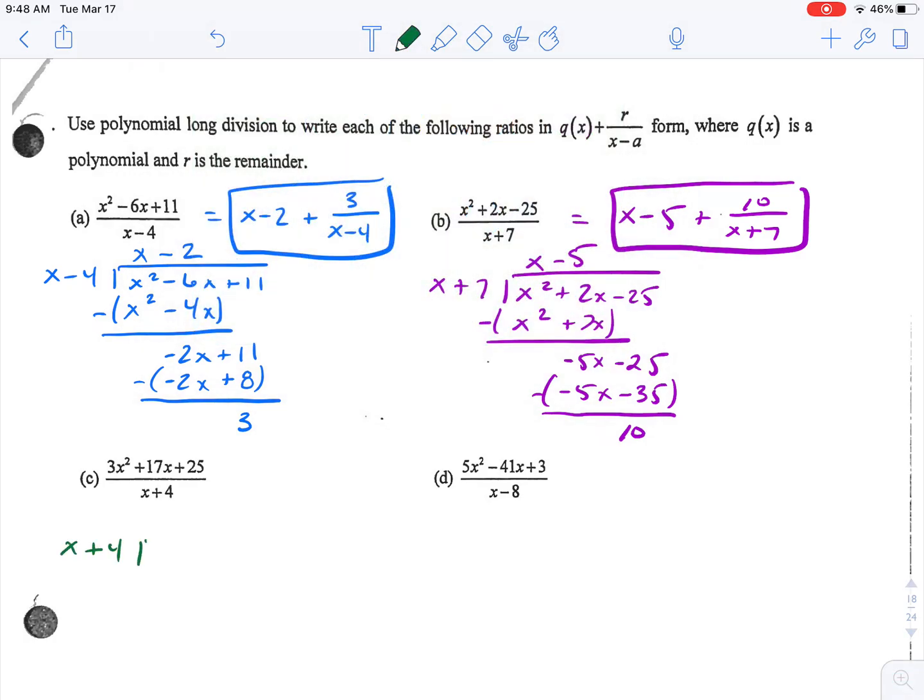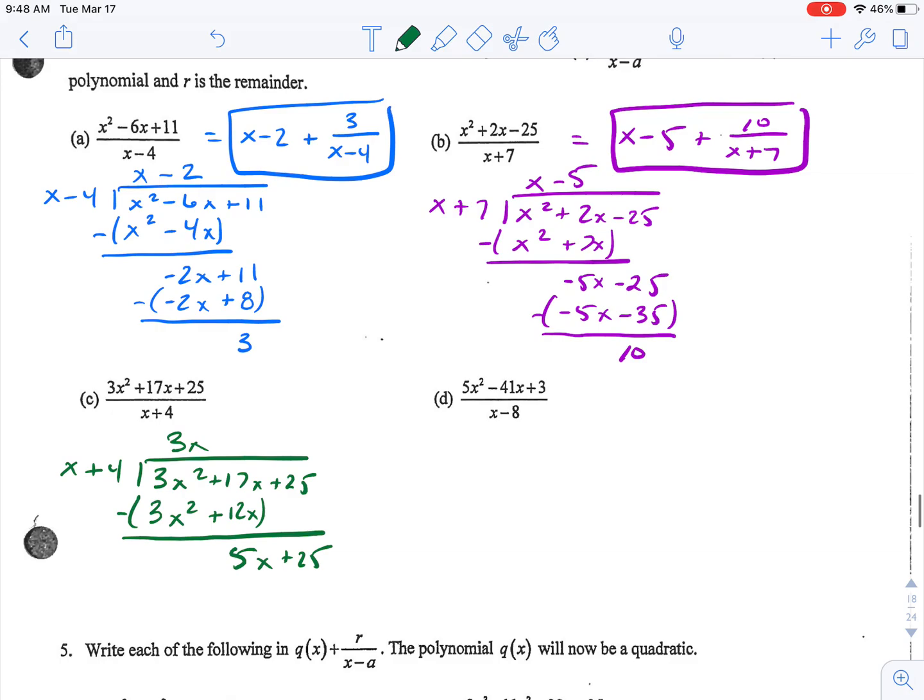Okay, next up. Okay, x times 3x is 3x squared. Distribute. Seventeen minus 12 is 5x. Bring down the 25. Okay, x times 5 is 5x. Distributing and subtracting, remainder 5 here. So here we're going to have 3x plus 5 plus remainder of 5 over the x plus 4.